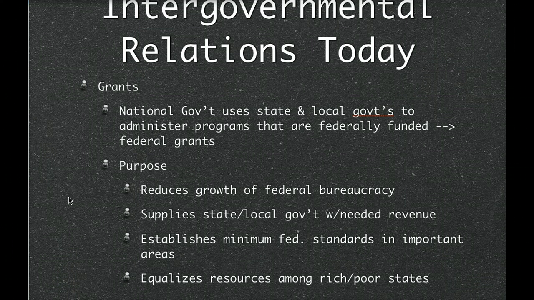And there's also an attempt to equalize resources among the rich and poor states, California and New York, let's say, on one hand, and Mississippi and Arkansas on the other hand. That means that there's income transfers from the rich states, California, New York, to the poor states, Arkansas, Mississippi. So that in general is what grants are supposed to do.